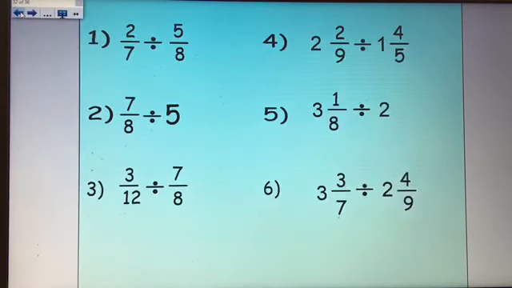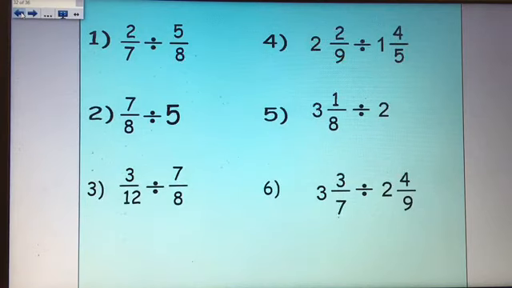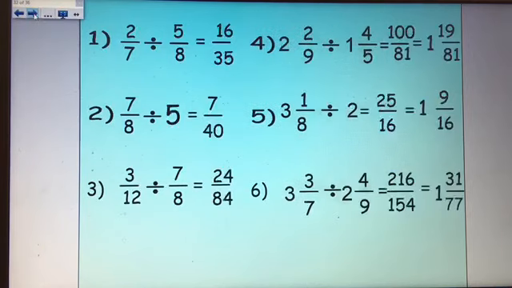Okay, so here's the dividing by fractions, whole numbers and mixed numbers questions. So again, you can answer just as a fraction or a mixed number, or you can answer as a mixed number and simplify right down to its lowest form. So press pause now if you want to crack these on your own. If not, I'm going to go on to the answers.